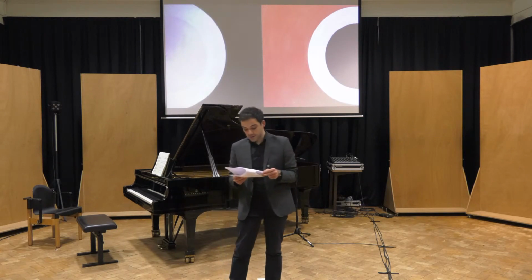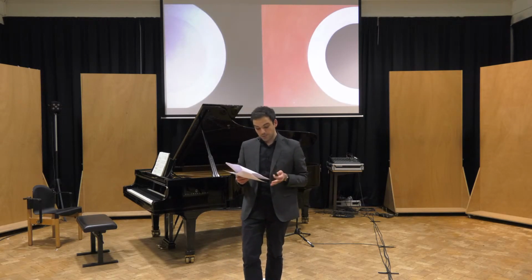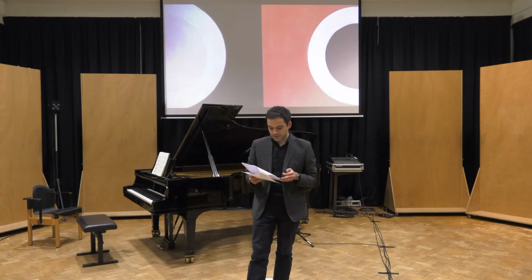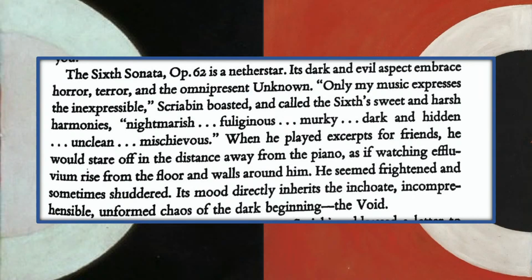The piano sonata number 6 is a prime example of this ever-searching attitude. The somber, dark, and unholy atmosphere of this piece is vividly illustrated in Fabian Bauer's biography of Scriabin. The Sixth Sonata, Opus 62, is a nether star. Its dark and evil aspects embrace horror, terror, and the omnipresent unknown. Only my music expresses the inexpressible, Scriabin boasted, and called the sixth sonata's sweet and harsh harmonies nightmarish, fuliginous, murky, dark and hidden, unclean, mischievous.